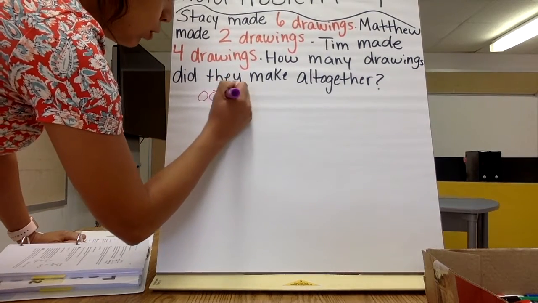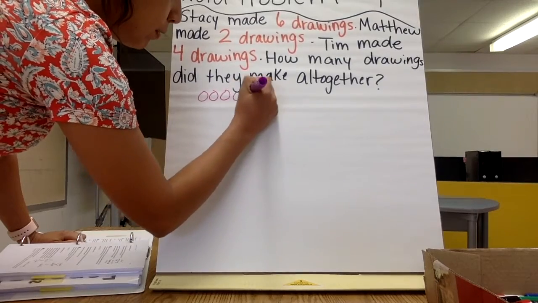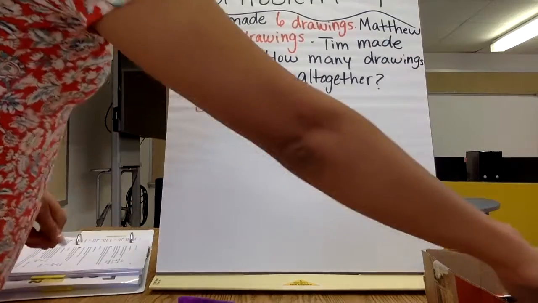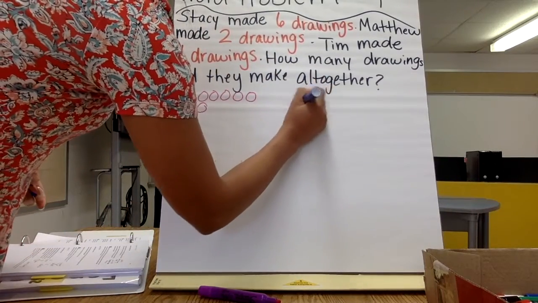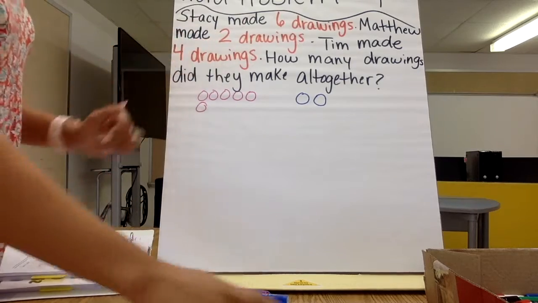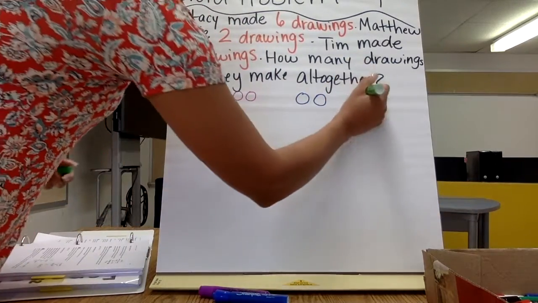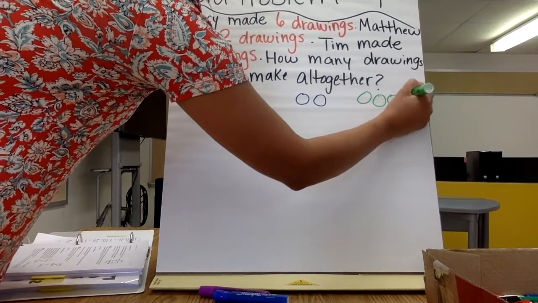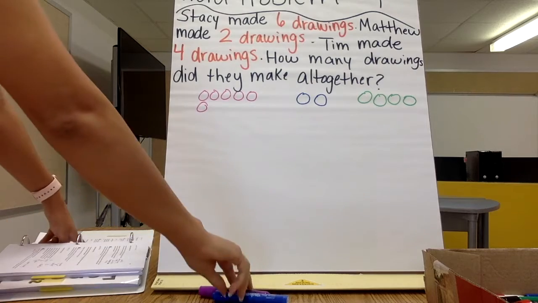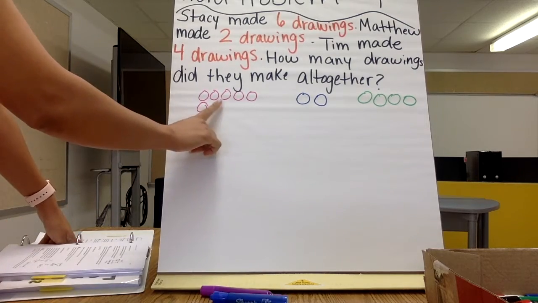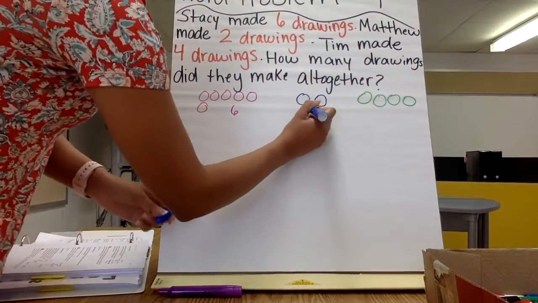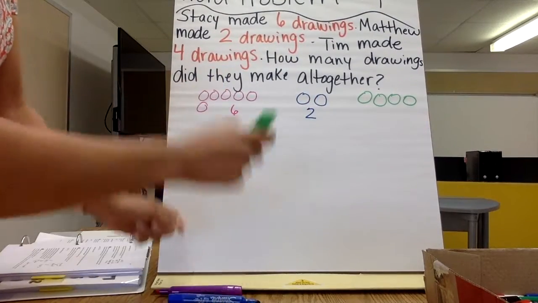1, 2, 3, 4, 5, 6. Next one. Matthew made 2 drawings. 1, 2. Lastly, Tim made 4 drawings. 1, 2, 3, 4. So what I'm going to do is, if there's 6 here, right? There's 2 here. And there's 4 here.